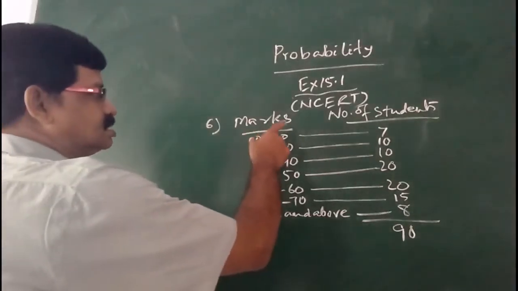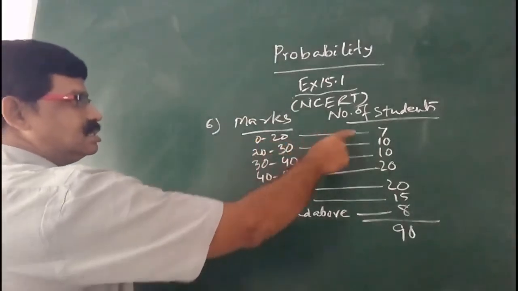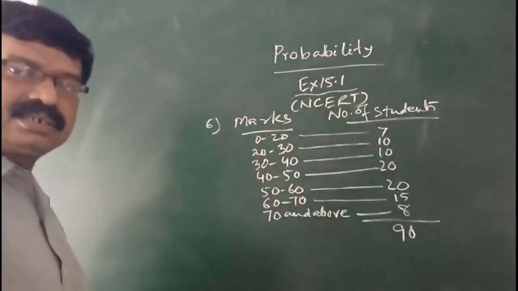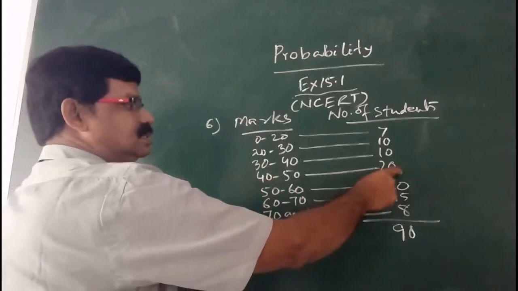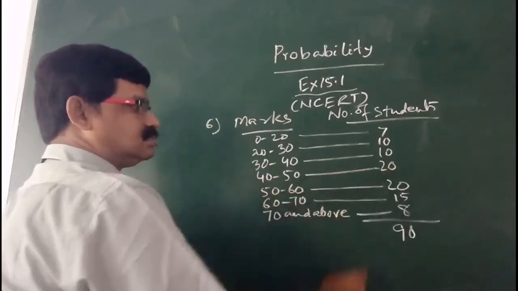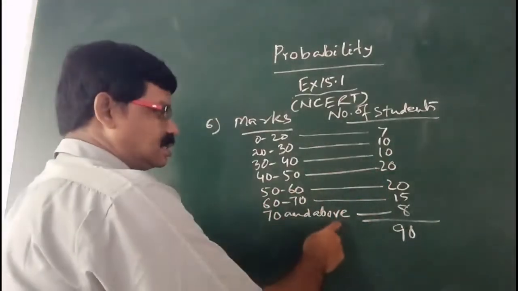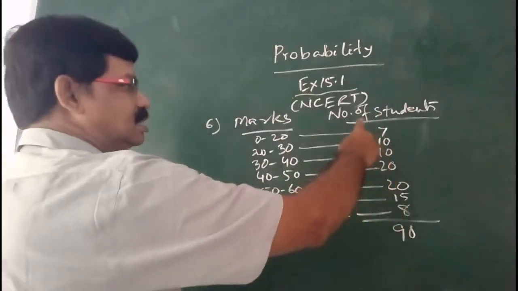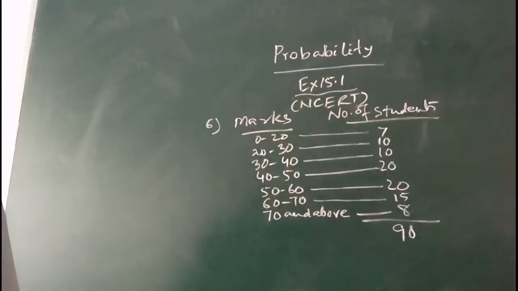So there it has given marks and number of students. Marks 0 to 20, that is 7, 20 to 30, 10, 30 to 40, 10, 40 to 50, 20, 50 to 60, 20, 60 to 70, 15, and 70 and above 8. So total number of students 10. Now in this question you have to find probability that students obtain less than 20% in mathematics test.